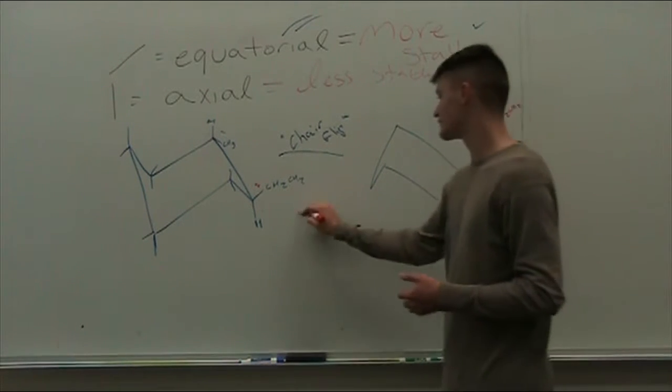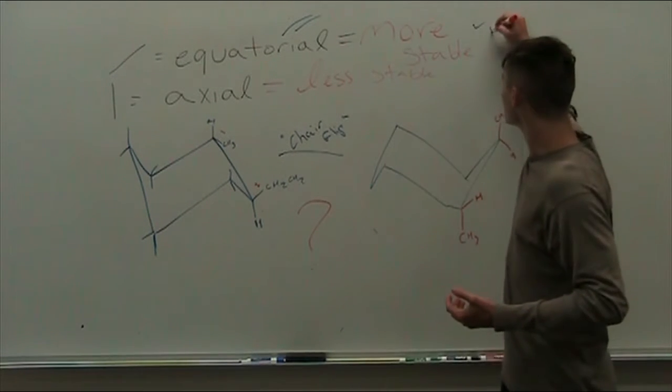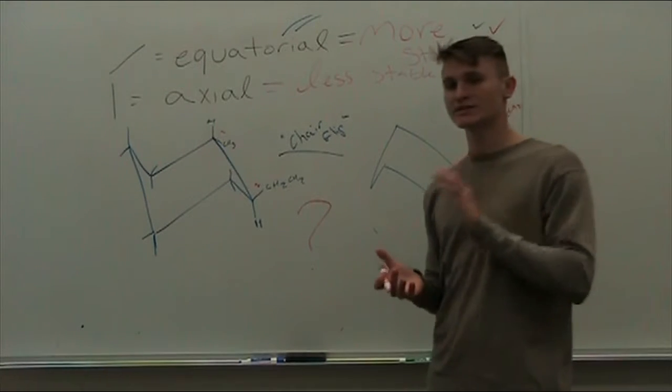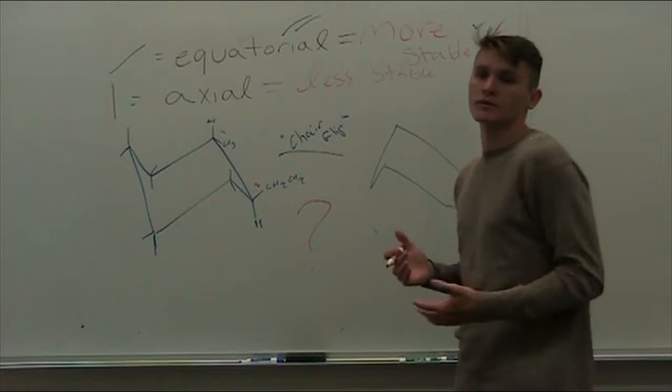So which of the two is more stable? Well, as we know, equatorial is more stable. So we want our bigger substituents on equatorials. We don't want them on axials.